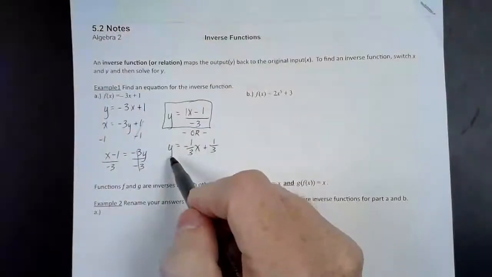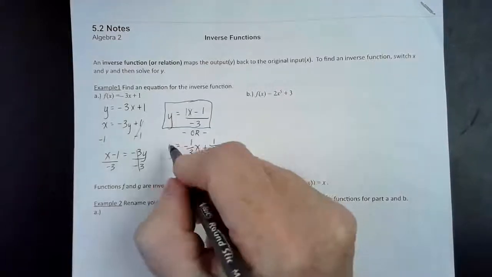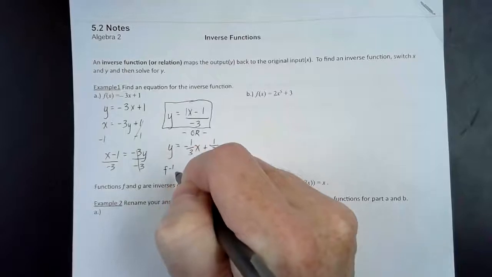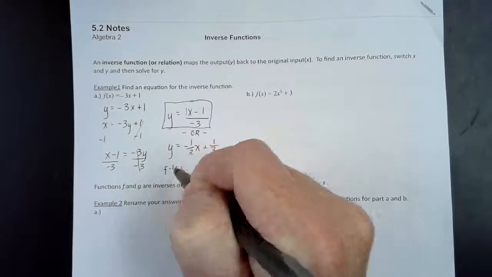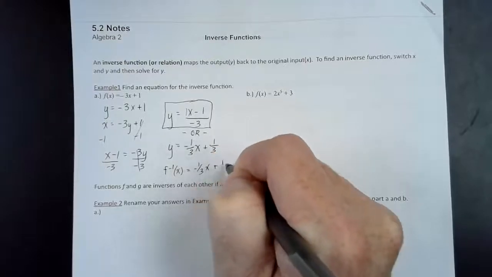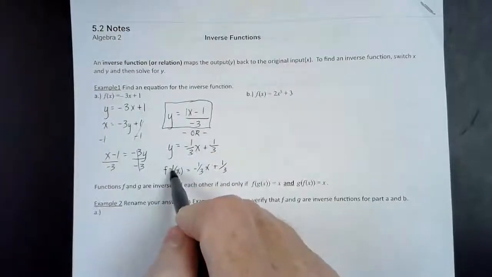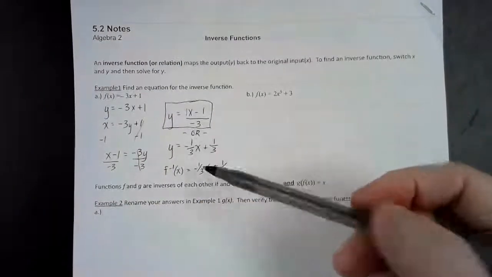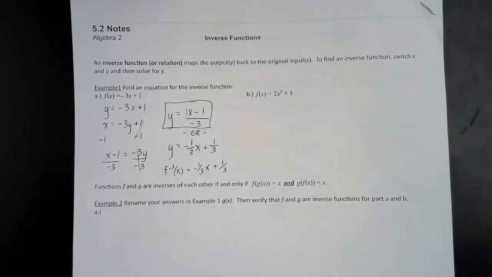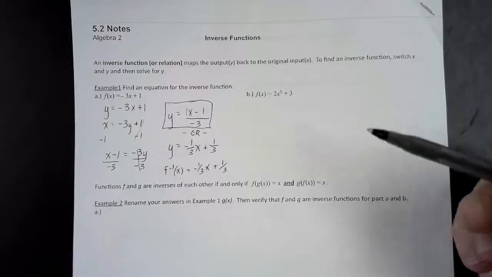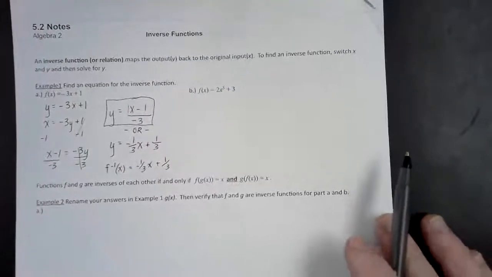Now another notation for y, since this was the inverse, would look like this. f to the negative 1 of x equals that negative 1/3 x plus 1/3. So just know that means the inverse when you have f and a negative 1 as the exponent. So any one of those three are correct. Just know on the test, if you see it in that form, you can't say I never showed you. All right, and the second example.